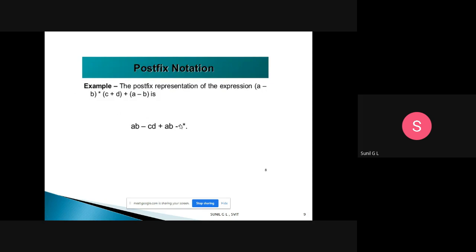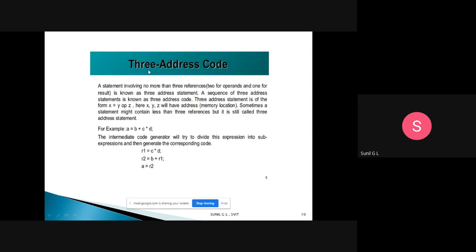So next, the third one, an important thing, is three address code. Okay, so what is a three address code? A statement involving no more than three references. When you are writing three address code, that statement should have only three references. That's why we call it three address code. In that we have two for operands and one for the result. That one we will call a three address statement, two for operands and one for result.